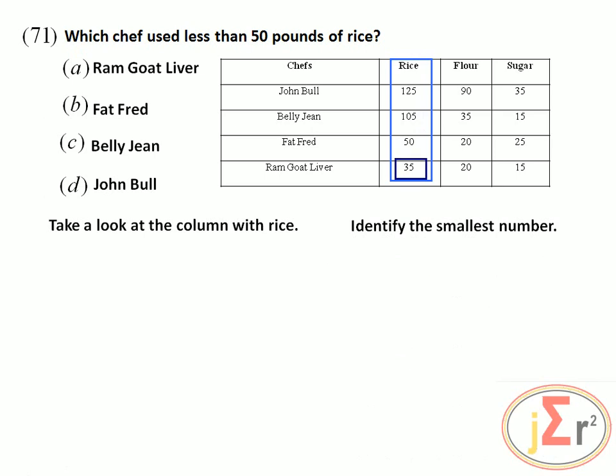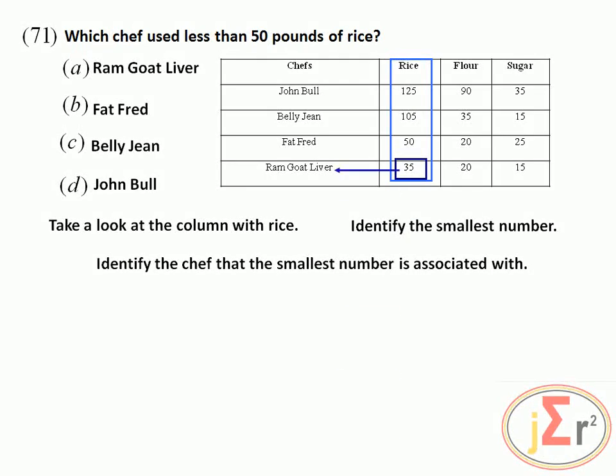And what do we do with that small number? We put an arrow to identify the associated chef. So what is that chef? That chef is Ram Goat Liver, and he is given option A.